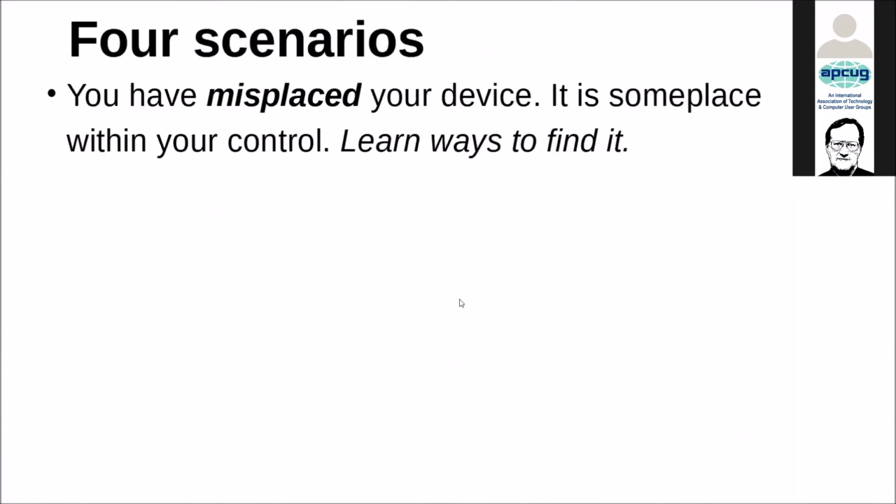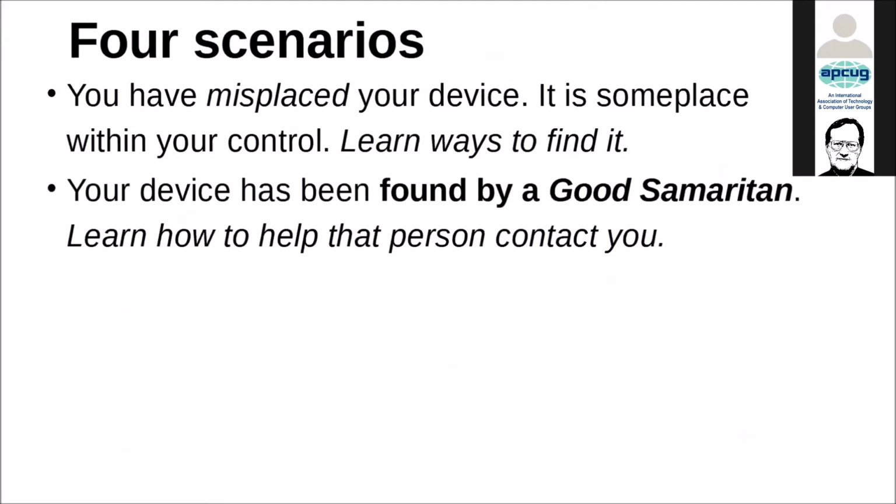We're going to talk about 4 scenarios. Our host, John Kennedy, alluded to these. The first one we'll talk about is you have misplaced your device. It's someplace within your control, maybe in your home, maybe in your car. So we're going to learn ways to find it. Second scenario, your device has been found by a Good Samaritan. And we're going to show you some ways to help that person contact you.